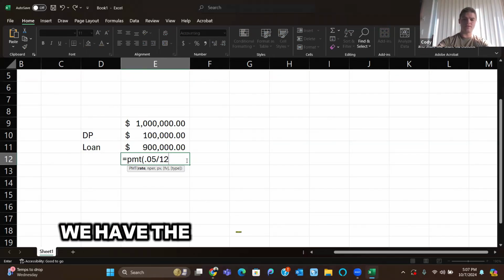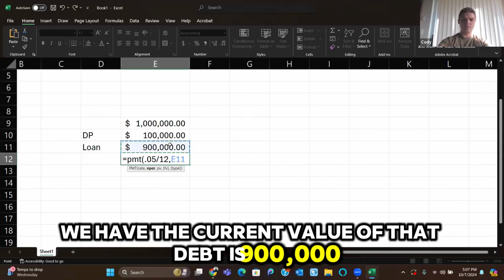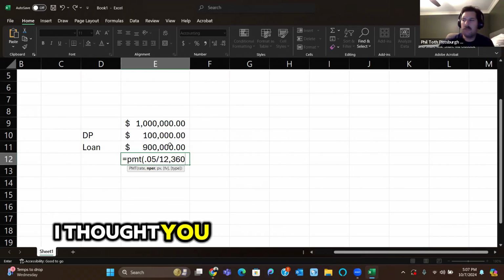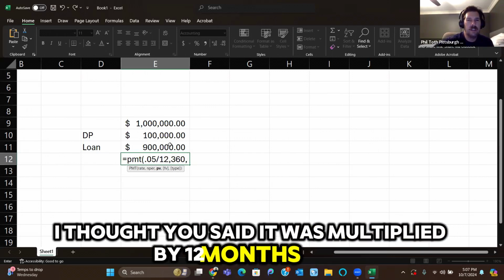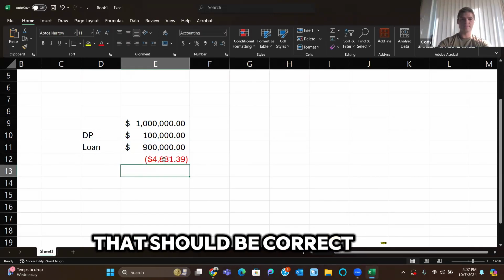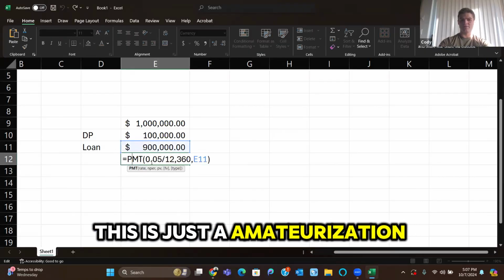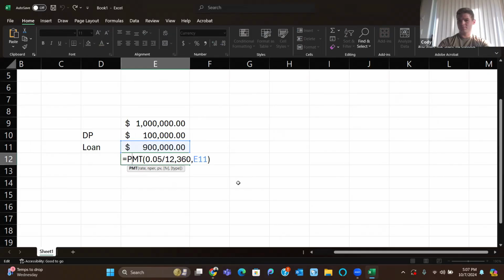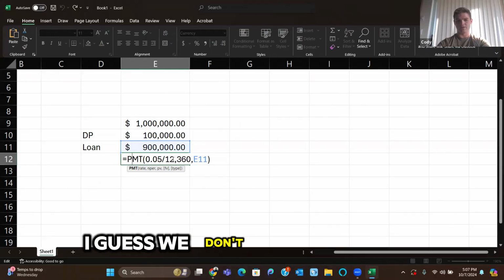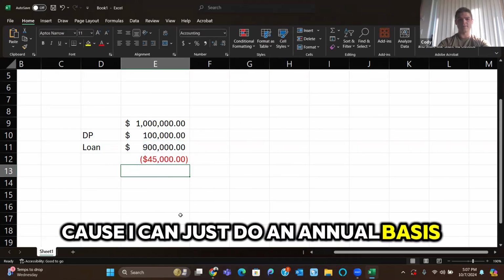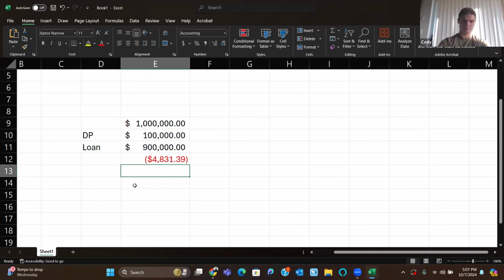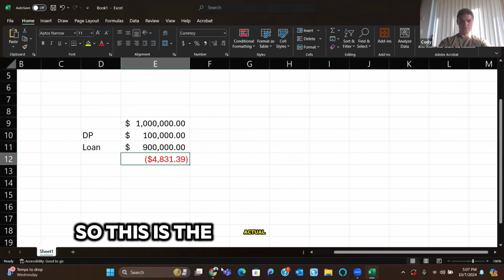We have the current value of that debt is 900,000. It's divided by 12 months. I thought you said it was multiplied by 12 months. Well, I'm just putting in the calculator here. This should be correct. This is just an amortization calculator for Excel. This is how it works. This is for a payment calculation. I guess we don't need it though, because I can just do an annual basis. I don't think that's correct though. I think the actual formula is this. All right. So this is the actual payment.